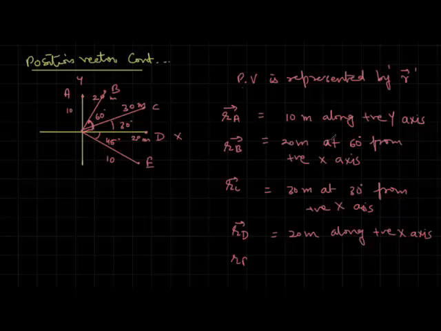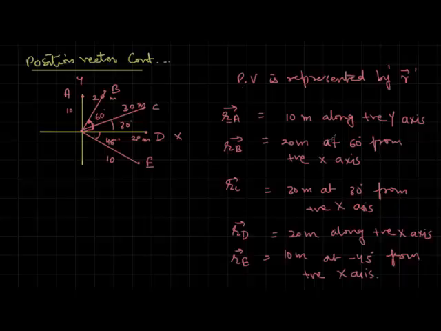Position vector of E, this one is making 45 degree from the positive x-axis in a negative direction. So we can say it as 10 meter at minus 45 degree from positive x-axis. So all these are the position vectors of the points A, B, C, D, E, which we are representing with this reference frame, which is our coordinate system.